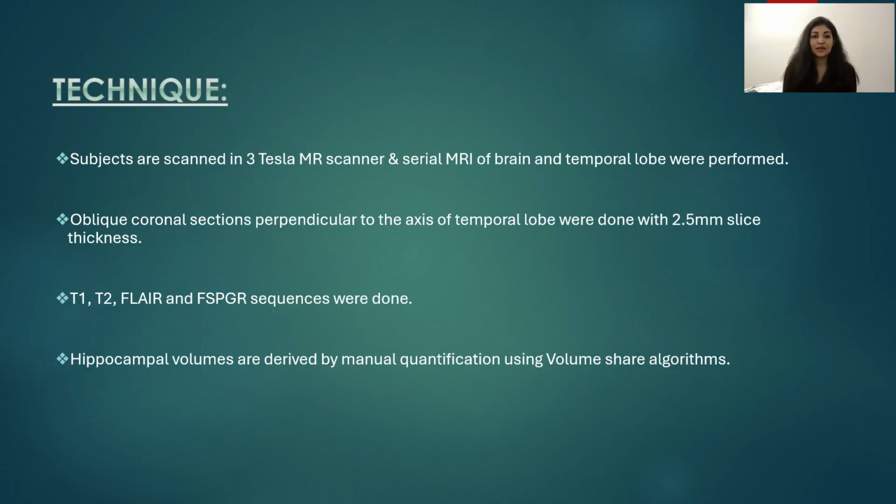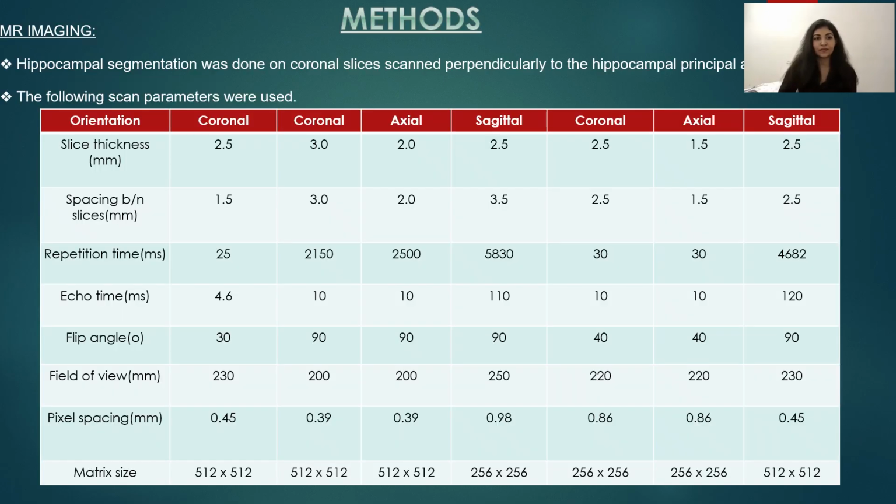The subjects are scanned in the 3 Tesla MR scanner and serial MRI of brain and temporal lobe was performed. Oblique coronal sections perpendicular to the axis of the temporal lobe were done with 2.5 mm slice thickness. T1, T2, FLAIR and FSPGR sequences were done. Hippocampal volumes are derived by manual quantification using volume share algorithms. Coming to the methods, hippocampal segmentation was done on coronal slices and scanned perpendicular to the hippocampal principal axis. The following scan parameters were used.